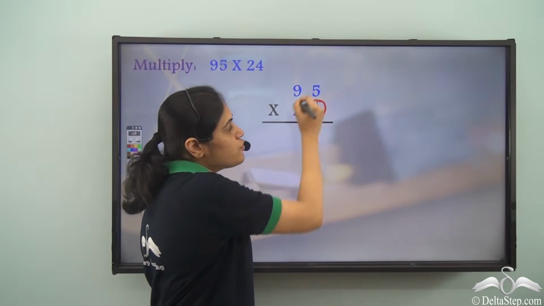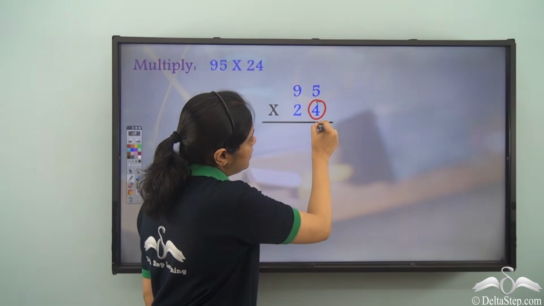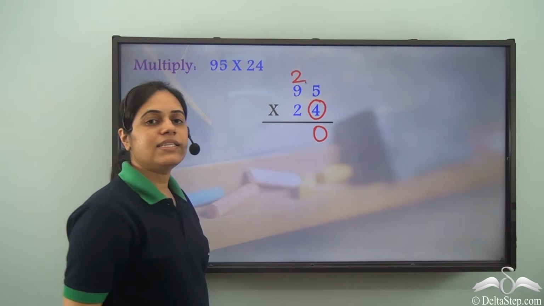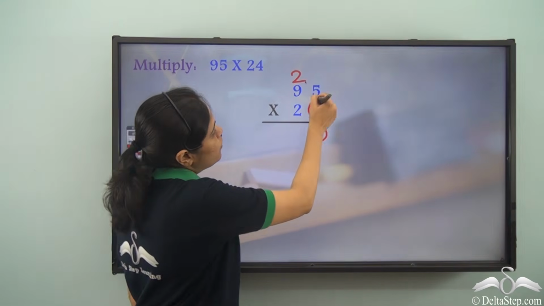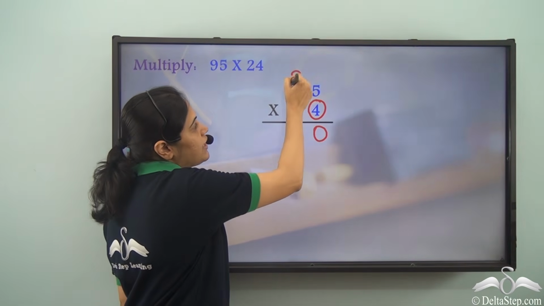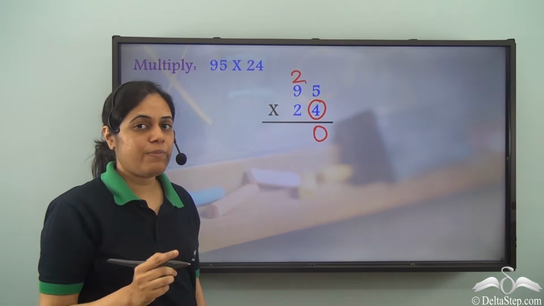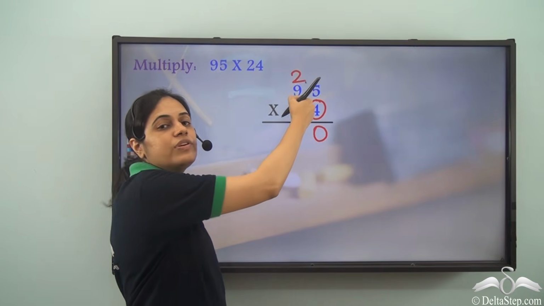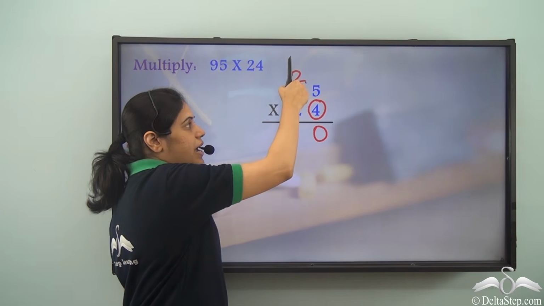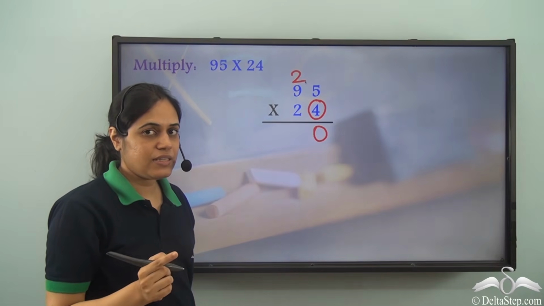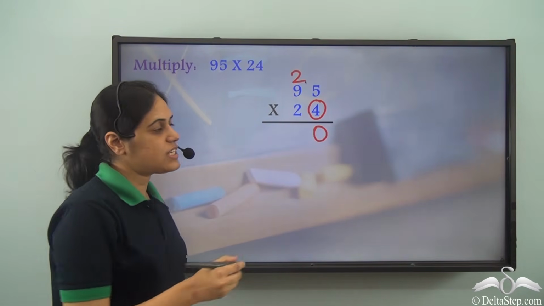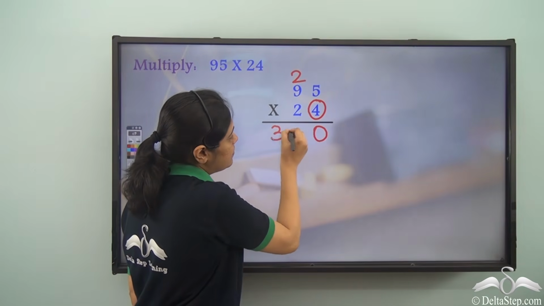Now 4 into 5 is 20. So I have 0 and I take 2 as carry. 4 into 9 is 36. And to that 36 I add 2. Remember, I am not adding 2 with 9 and then multiplying by 4. I am first multiplying 9 by 4, getting 36, and at the end I am adding this 2. So 36 plus 2 is 38.